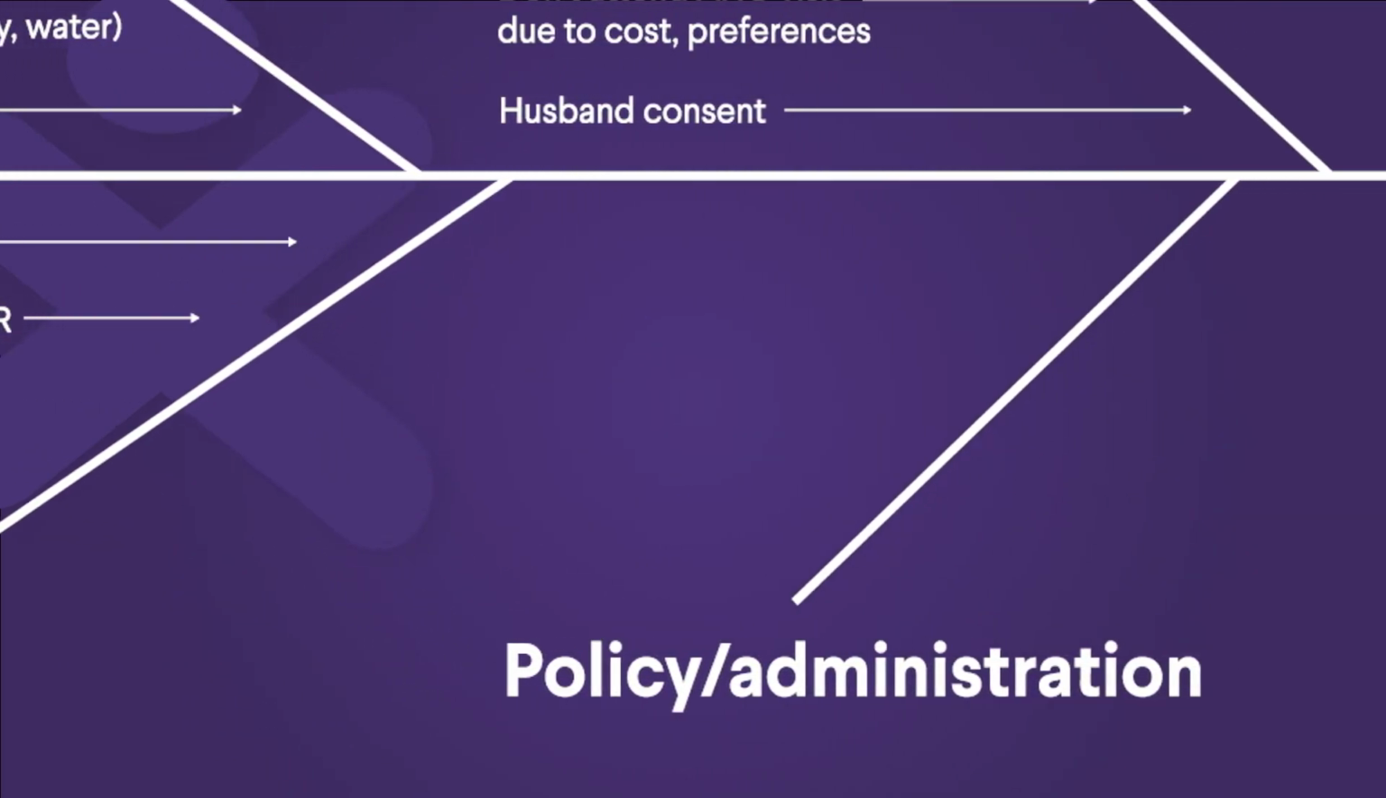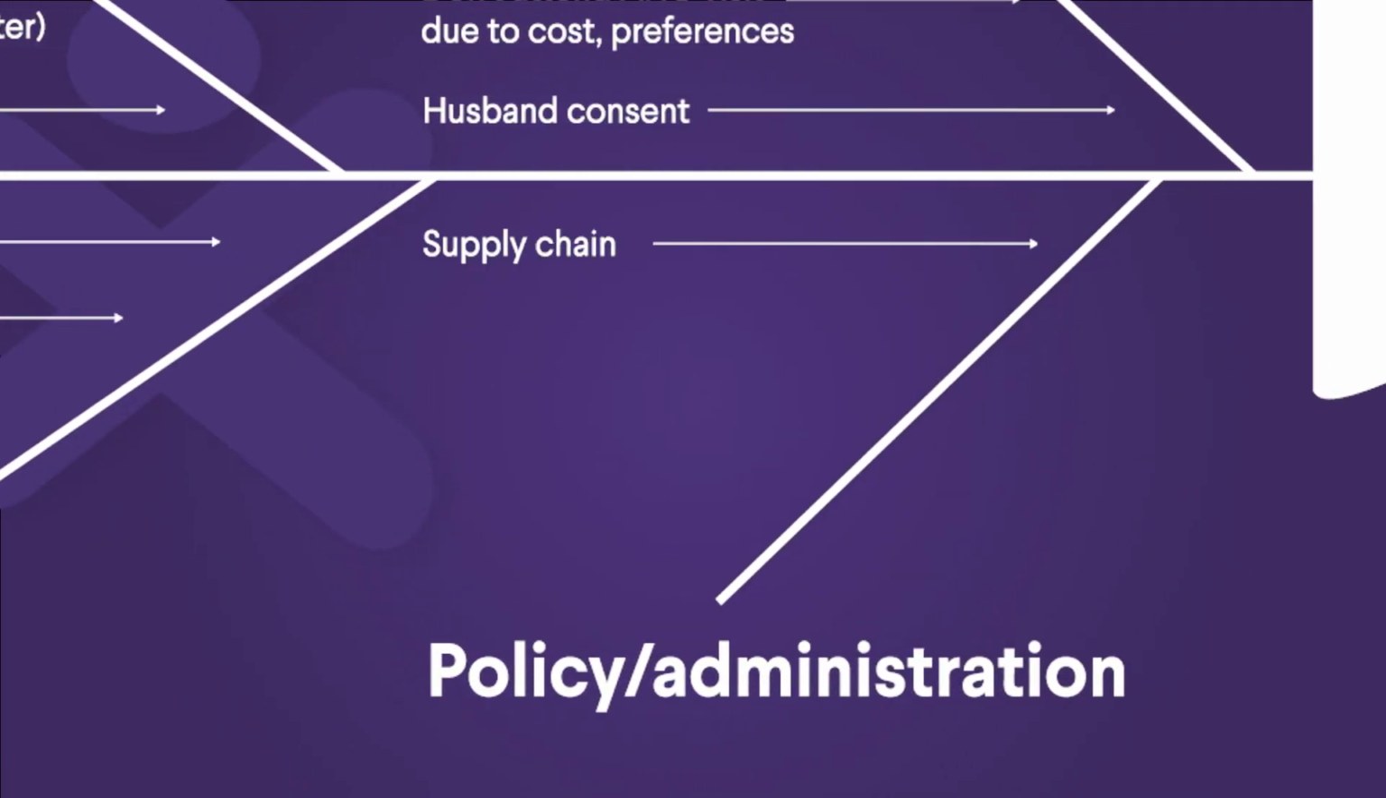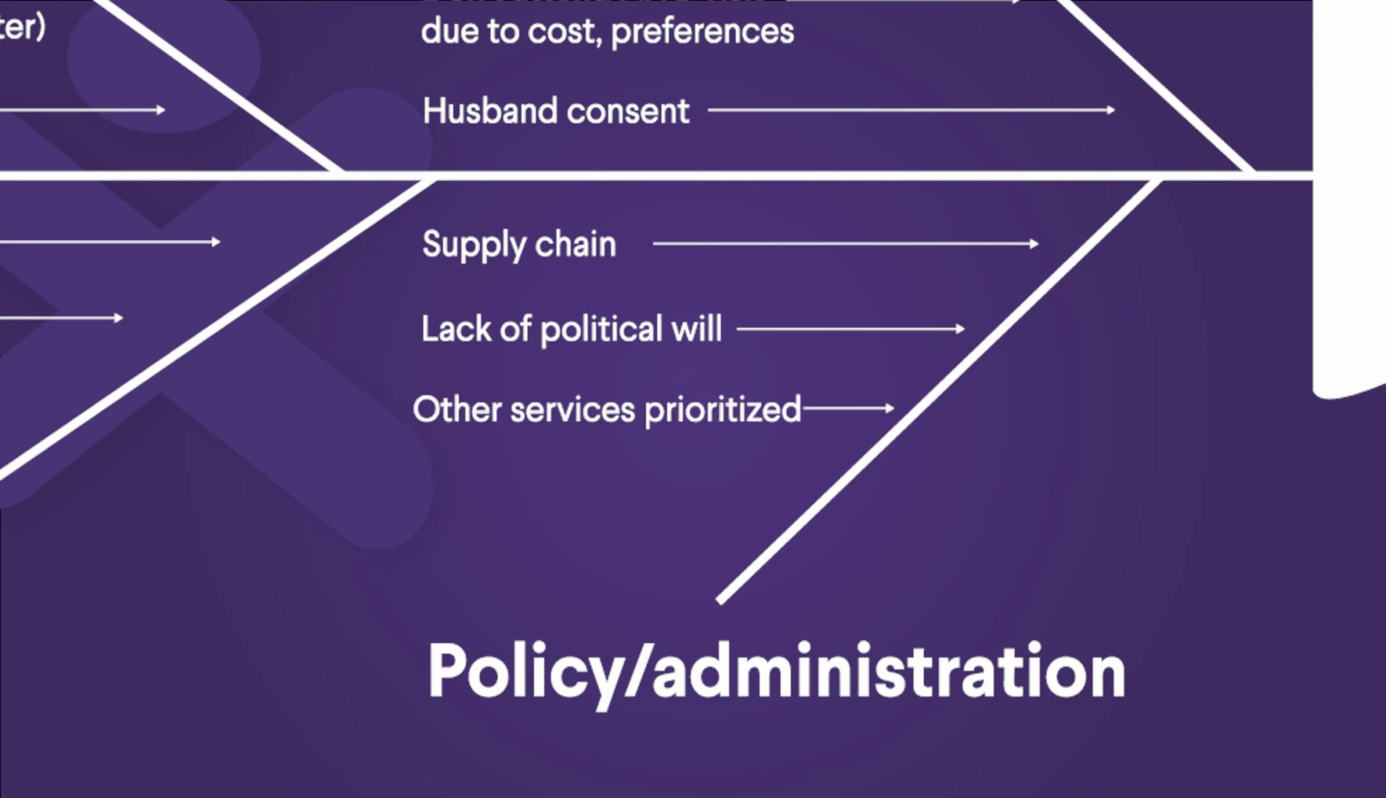And then we have the policy and administration, where there could be supply chain issues. And when we talk about supply chain, we talk about not only the ability to deliver the supplies and testing kits to the facilities, but also going in the other direction, in which you have to deliver the specimens to the lab in order for them to get tested if the lab is not located in the facility. This may also be the lack of political will, and there may be other resource constraints.